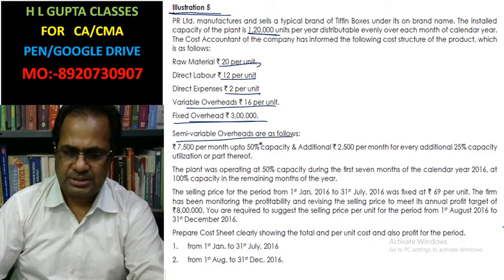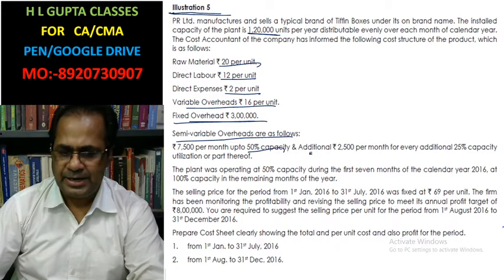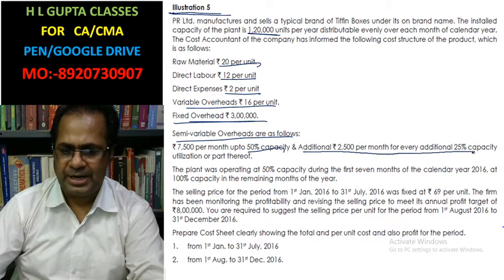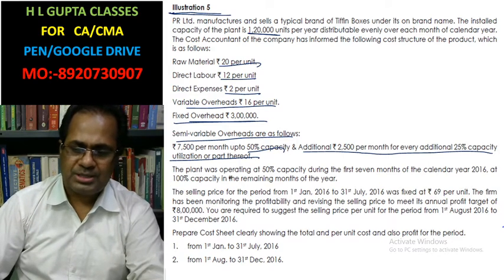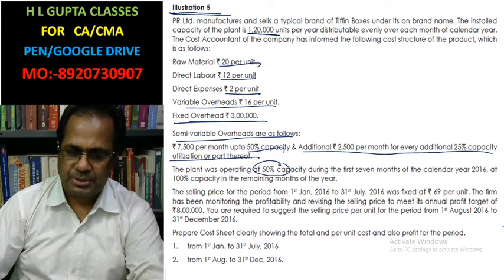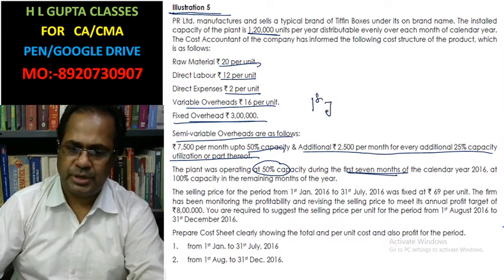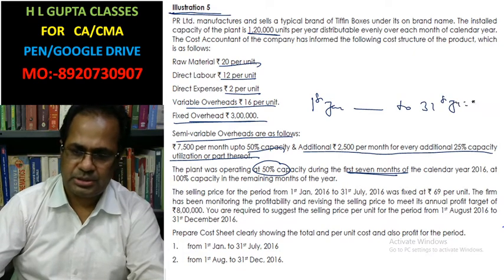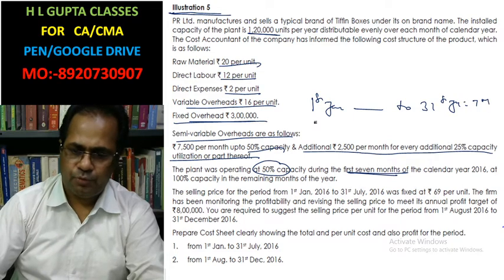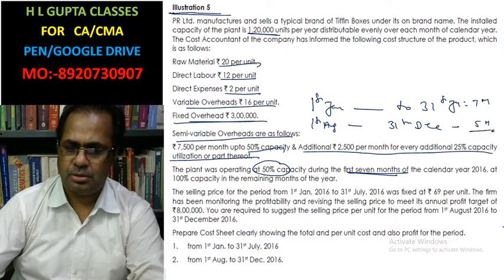Semi-variable expenses are 7,500 per month up to 50% capacity, with an additional 2,500 per month for every additional 25% capacity utilization. The plant was operating at 50% capacity for the first 7 months. First 7 months means 1st January to 31st July, and then 1st August to 31st December is the remaining 5 months of the 12 months.